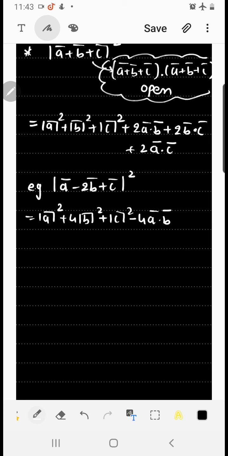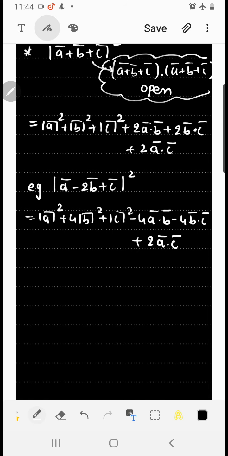Are you getting it? Next would be this into 2. So what do I get here? Minus 4 b bar dot c bar. And finally this last one into 2. So this time I get plus 2 a bar dot c bar. Okay, so with this I hope you got an idea how to open the combination of 3 vectors.